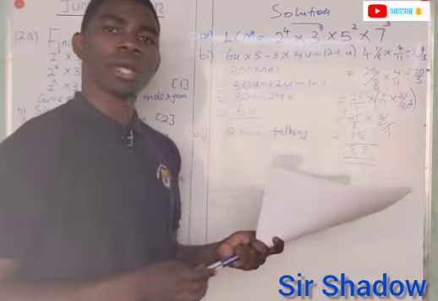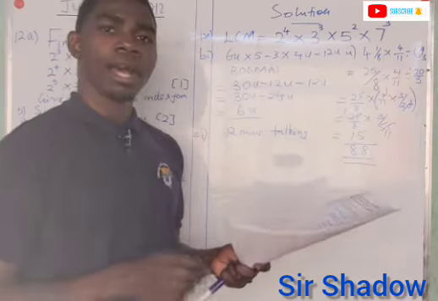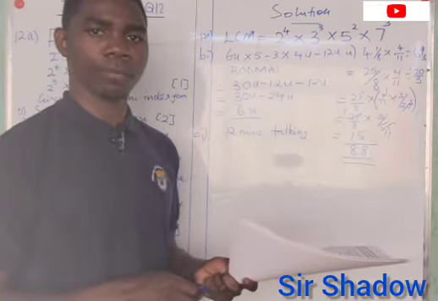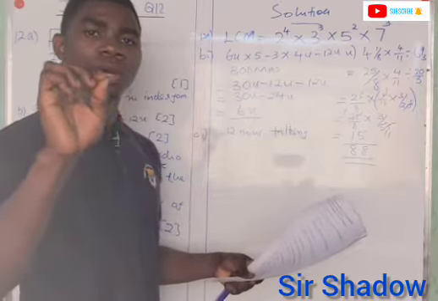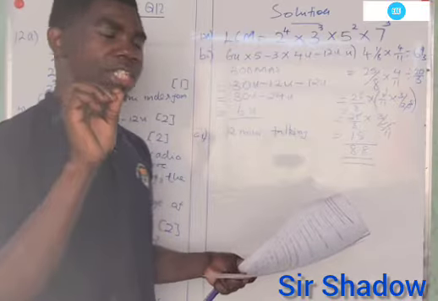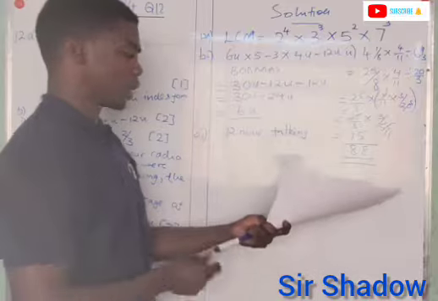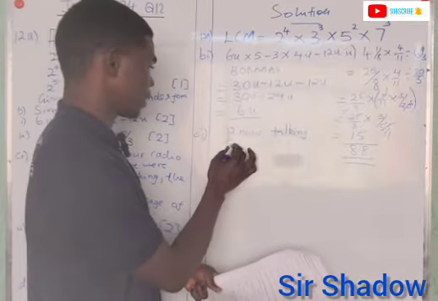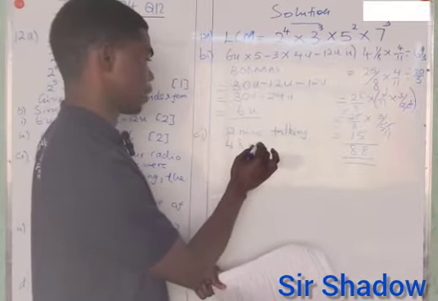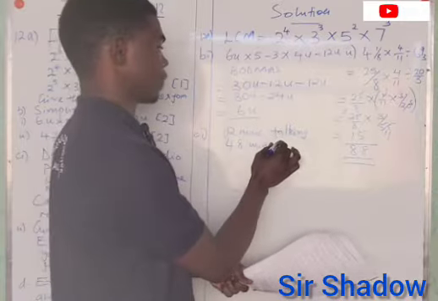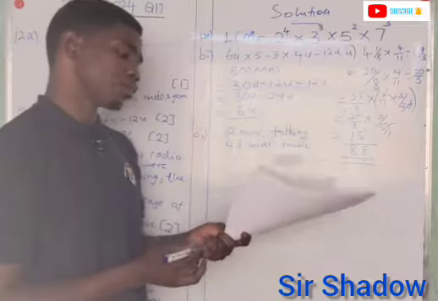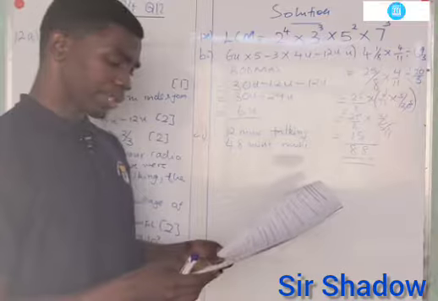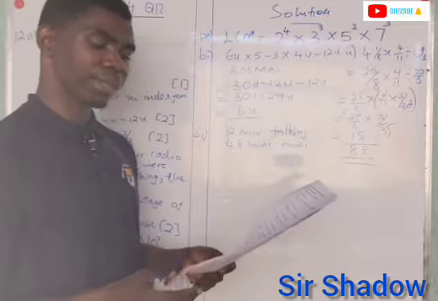So first of all, we want to find how many minutes of music. Since it's a 1-hour program, which means 1 hour is 60 minutes, 60 minutes minus 12 minutes gives 48, meaning that 48 minutes was for music. Calculate the percentage of the radio program that was music.